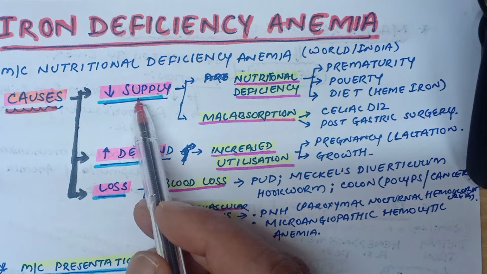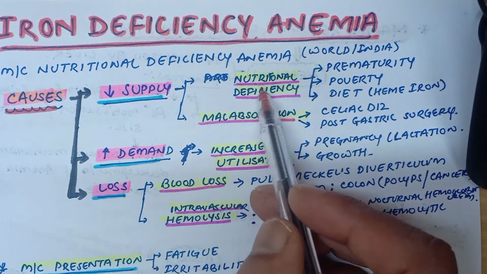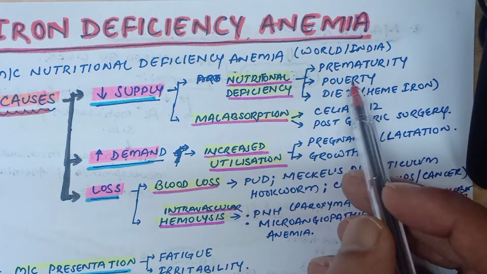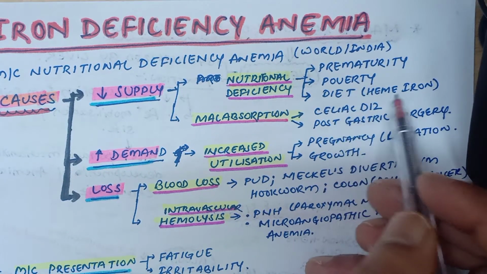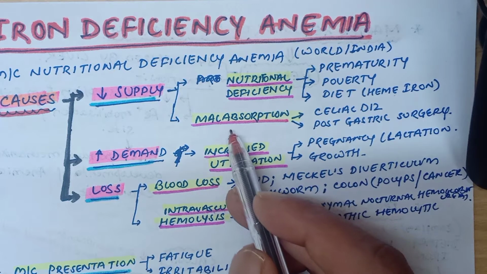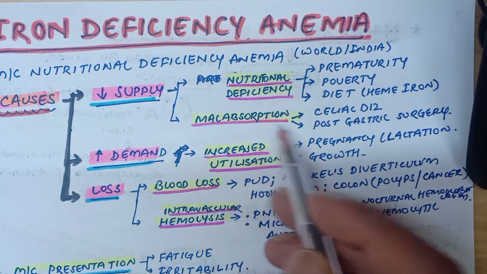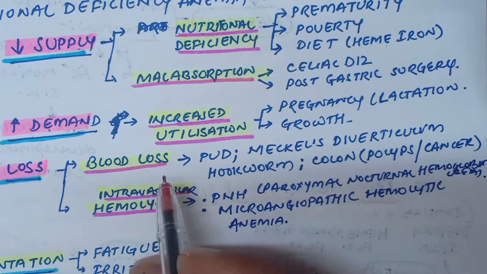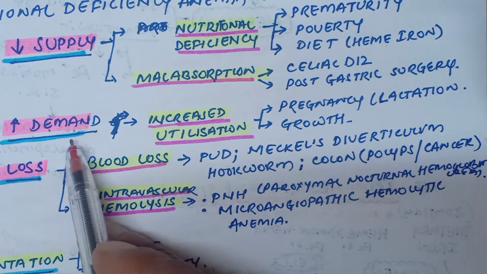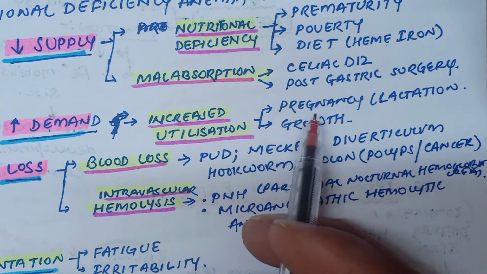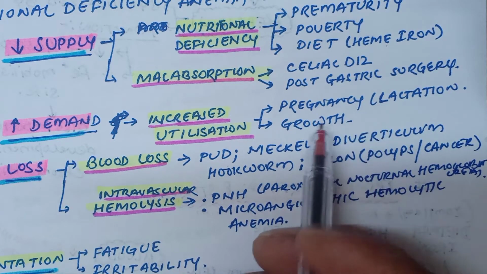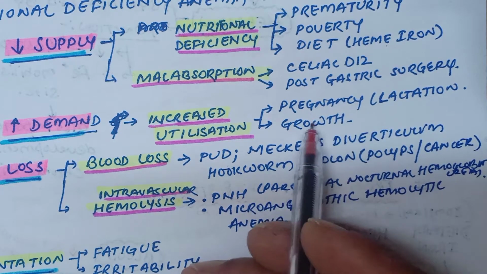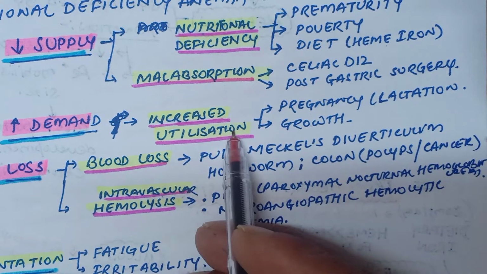Low supply of iron can be seen due to nutritional deficiency, which includes prematurity, poverty, and iron deficient diet. Iron deficiency can also be seen in malabsorption like celiac disease and post-gastric surgery. Increased demand of iron can also be seen in pregnancy, lactation, and iron is also required for growth. So in these cases, there is increased utilization of iron.